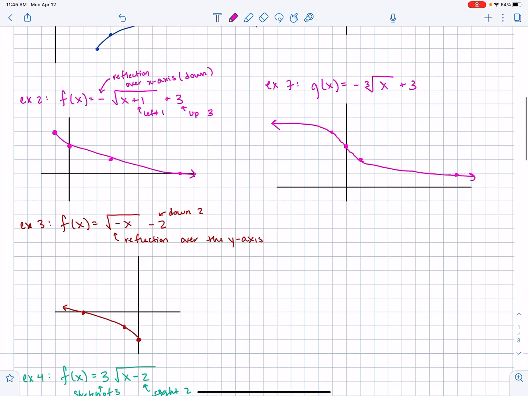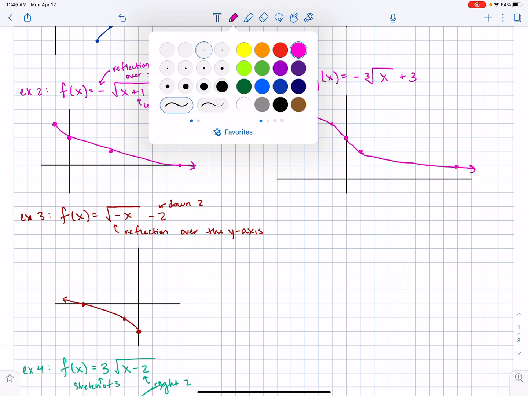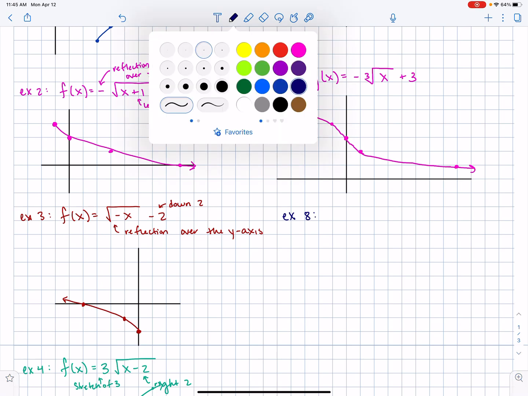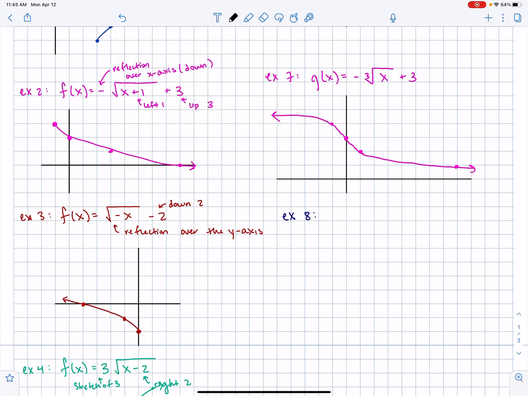All right, last example for you, I promise. These are our longest notes that we've had in a while, and that's because graphing always does take a little bit of time. Example 8 is going to be g of x is equal to 2 times the cube root of x plus 2. So this has a stretch of 2, and it's moving up 2 units.